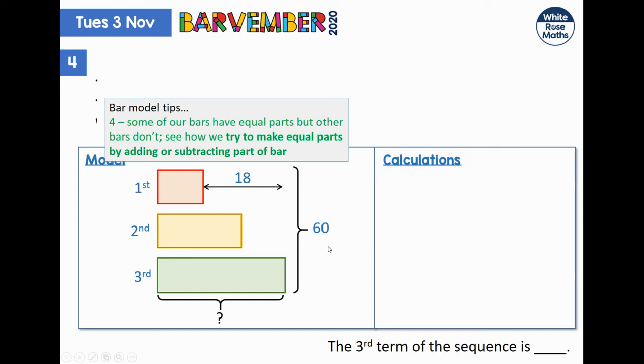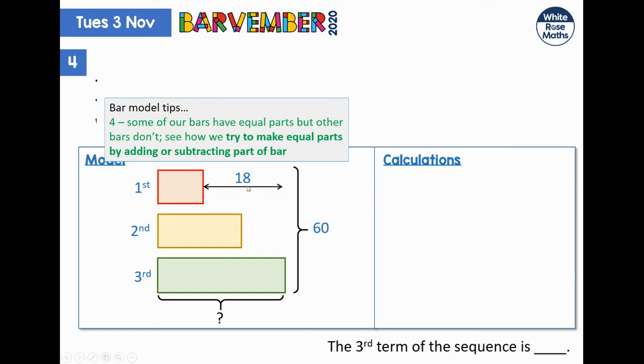Now, as I've mentioned before, and we've seen it in a couple of questions over the first 2 days, a lot of our work here is trying to get to a situation where we have equal parts. And if we get to a point where we have equal parts, then we can do a multiplication or division calculation. So clearly these bars aren't equal. Let's see what we do to try and get some equal parts.